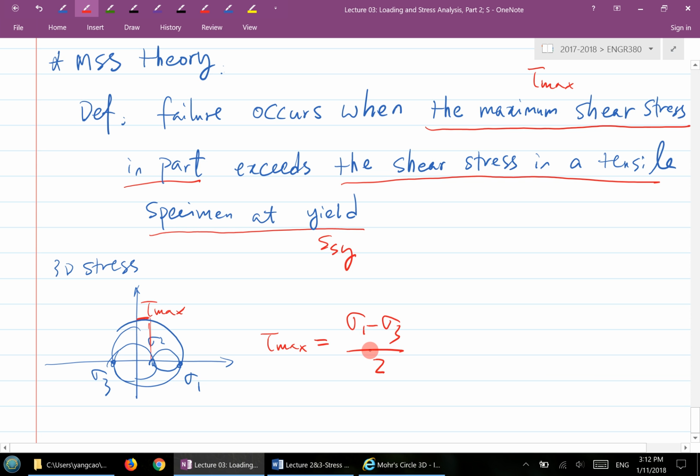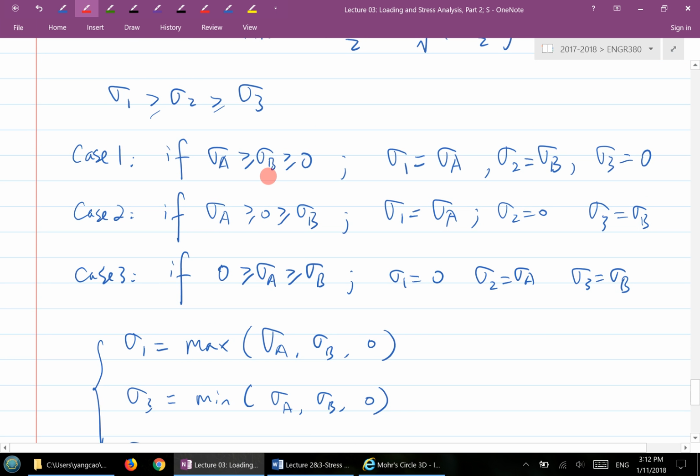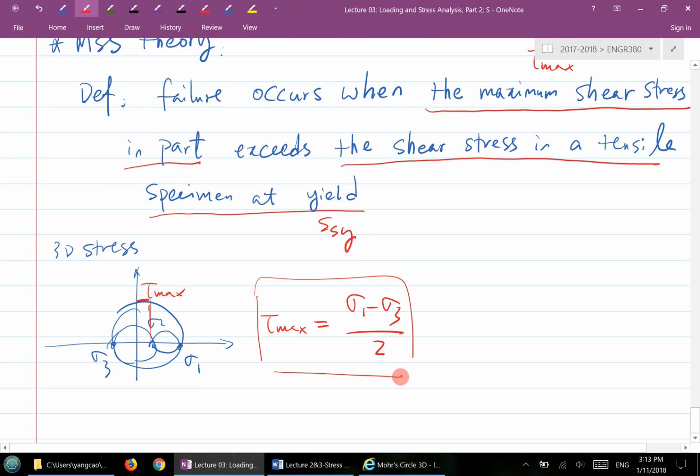So you don't need to put absolute here, right? Yeah. If I'm only looking at a planar state of stress, and then put it in a 3D sense, these are the three cases that we just summarized here. Now if you look at the three cases, you will see three specific examples. For the first one, here's your tau max, sigma A minus 0 divided by 2. Second one, here's your tau max. Third one, here's your tau max. That makes sense, right? But overall, your tau max formula is this, okay?